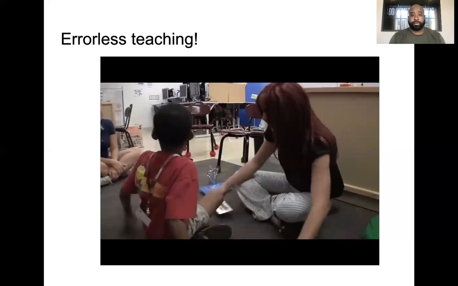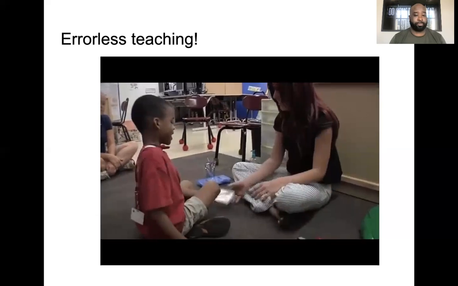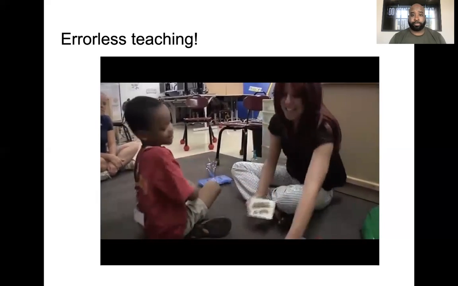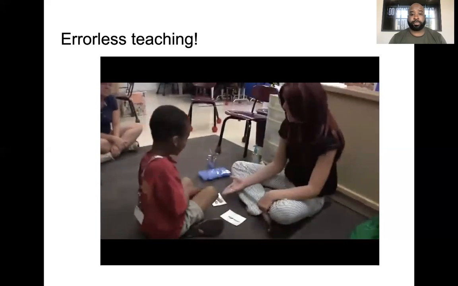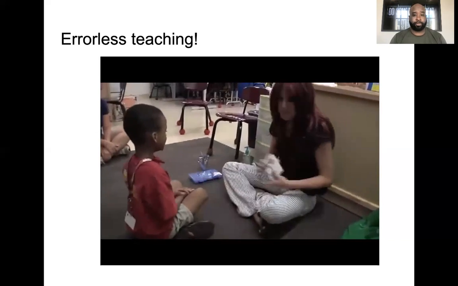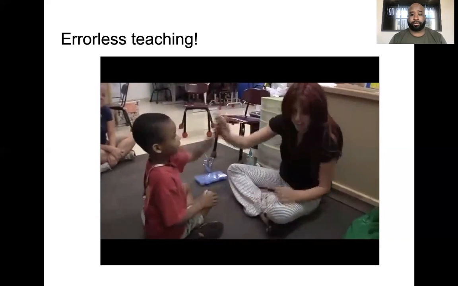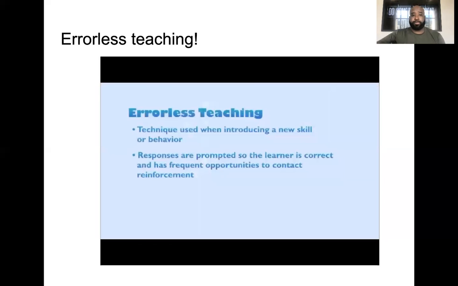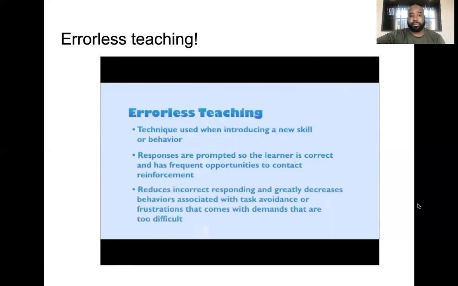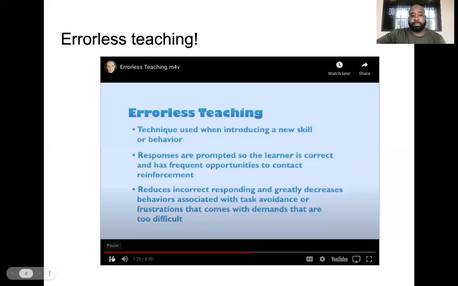With errorless learning, the teacher delivers the instruction with prompts to ensure the success of the learner and allow more opportunities for our learner to contact reinforcement. By teaching errorlessly, the student is less likely to exhibit escape or avoidant behaviors that get in the way of learning because he is able to contact reinforcement more frequently.